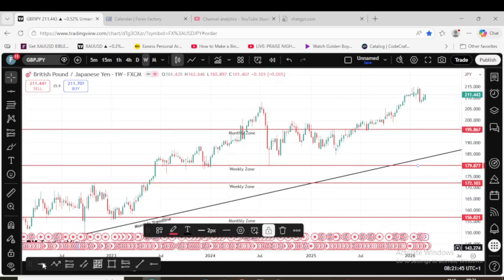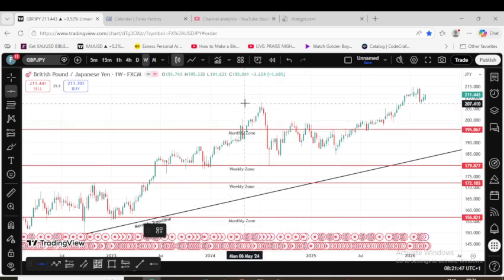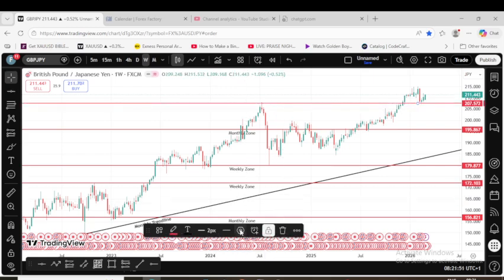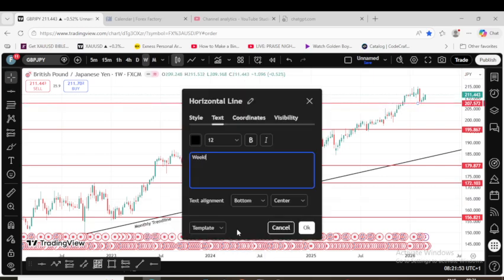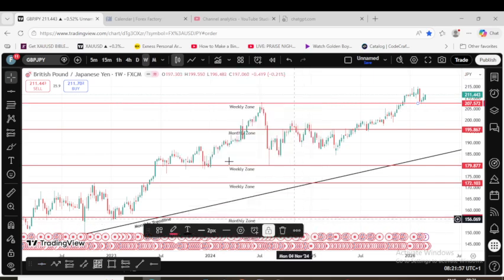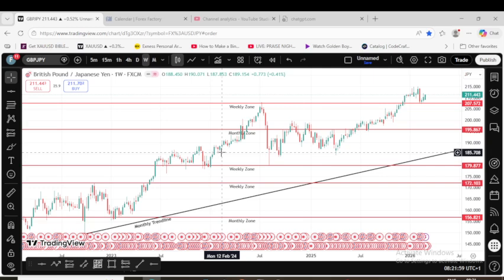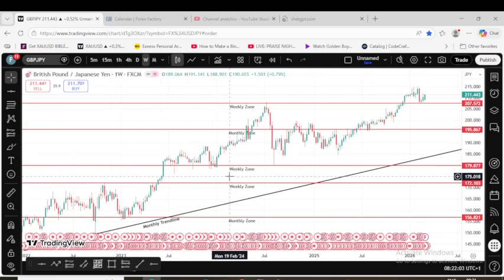We also have a zone here. This one is a resistance became support zone. So this is another weekly zone. So we've identified our zones. Next thing for us to do is to identify our trend lines.